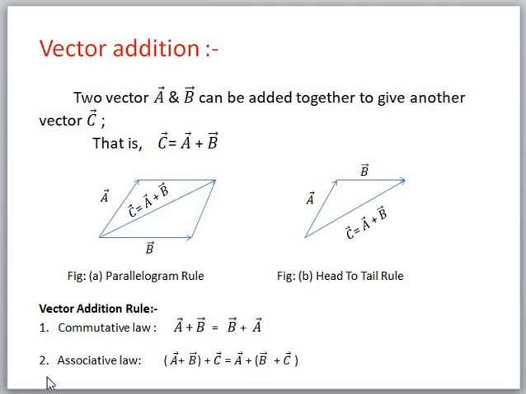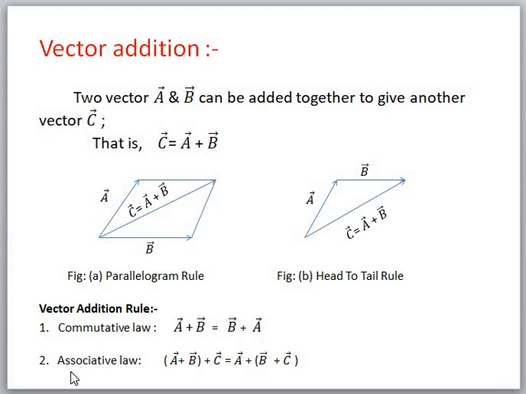Now let's see the vector addition rules. Vector addition follows the commutative law. We can write it in this form: vector a plus vector b is equal to vector b plus vector a. This is the commutative law. It means vector addition follows the commutative law.